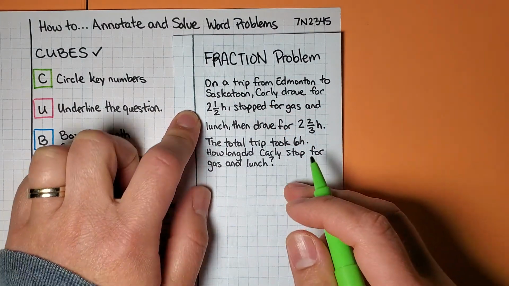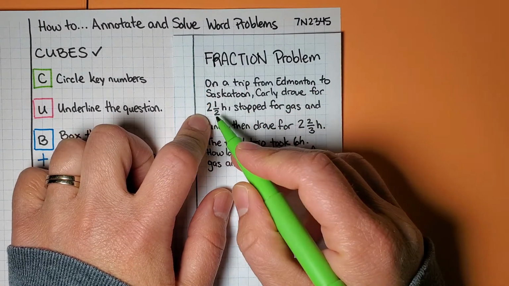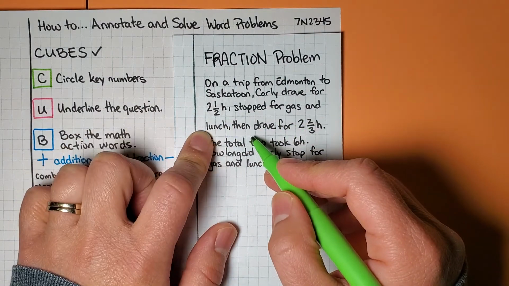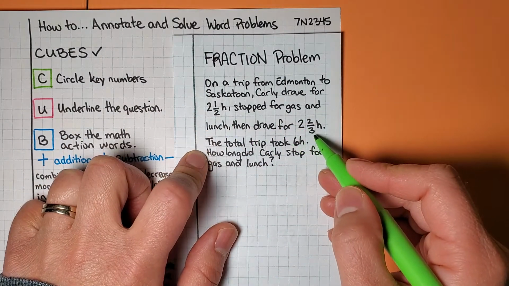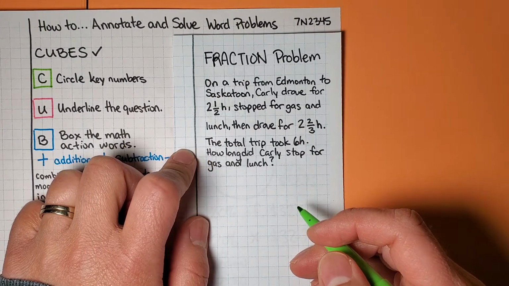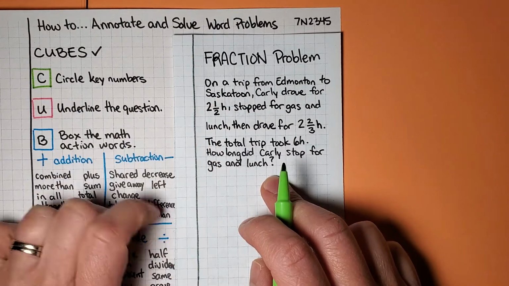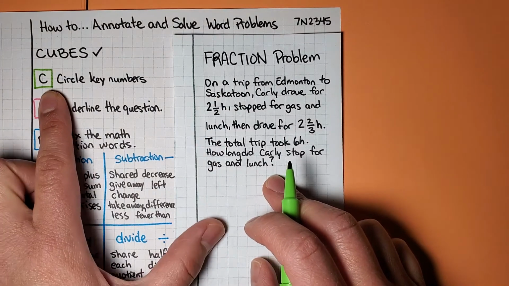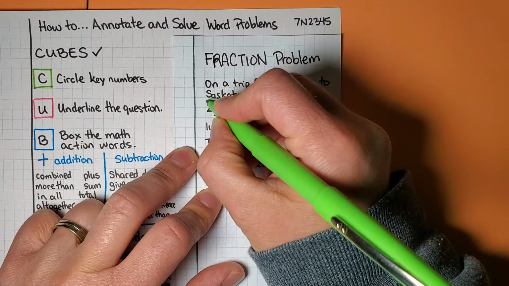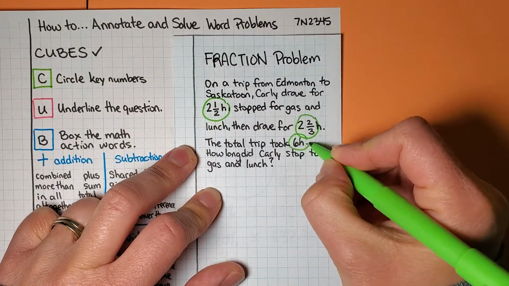Let's do that first. On a trip from Edmonton to Saskatoon, Carly drove for 2.5 hours, stopped for gas and lunch, then drove for 2 2/3 of an hour. The total trip took 6 hours. How long did Carly stop for gas and lunch? All right, now that we know the problem, let's do C. Circle the key numbers: 2.5 hours, 2 2/3 hours, and 6 hours.